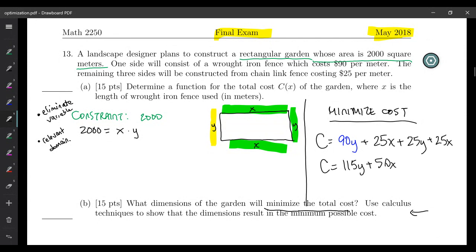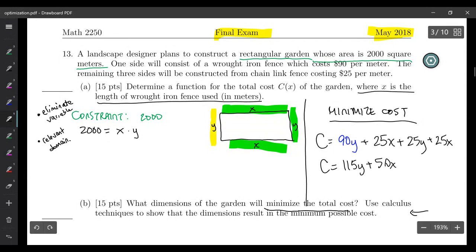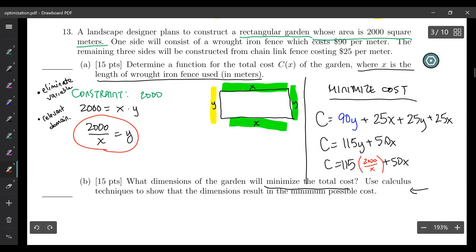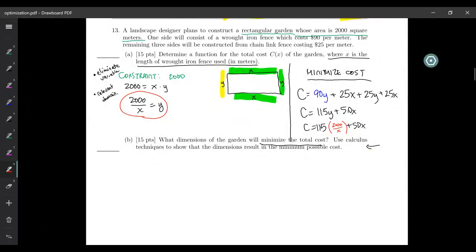And again, you have too many variables because it says you want it in terms of just x here. So you go to your constraint equation. Your constraint equation says 2000 is equal to x times y. You divide both sides by x, and then that's what gets plugged in. All right, so now we have a function in terms of one variable. We're ready to now talk about the domain.